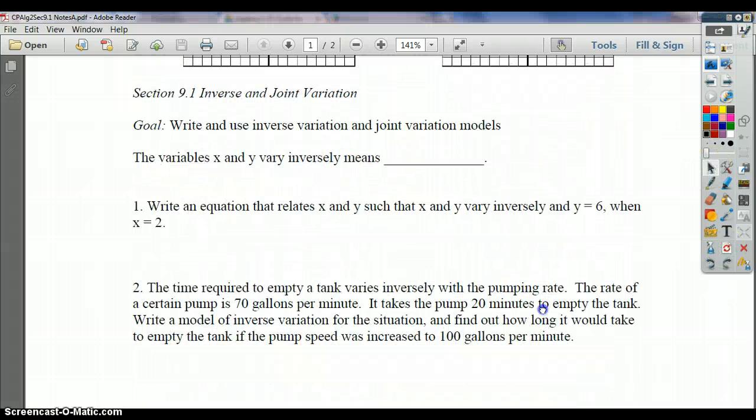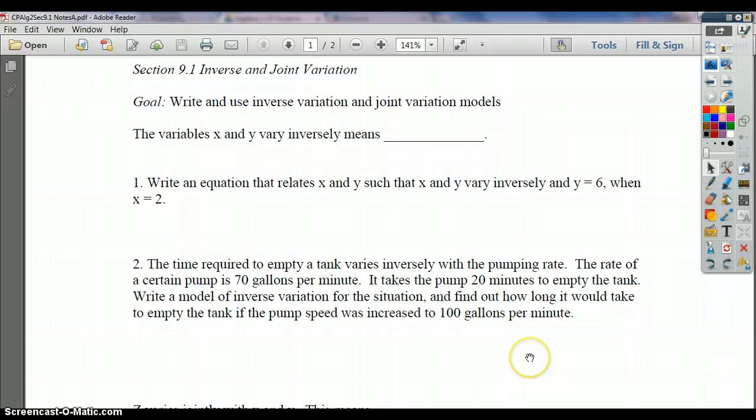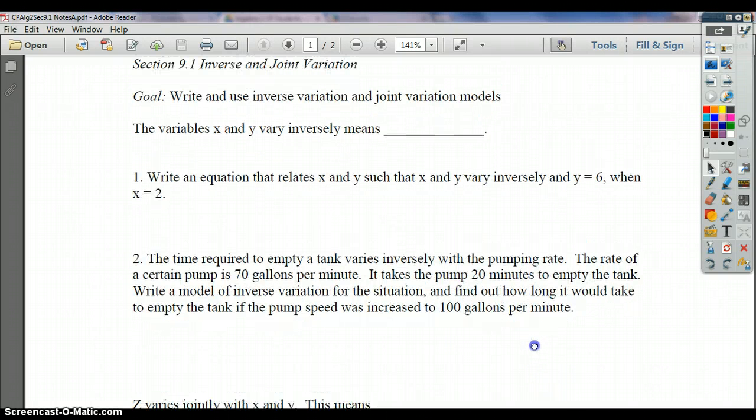Going down here, I'm going to write and use inverse variation, joint models. If you vary inversely, this basically means that y is going to equal k divided by x. That's what that means, okay? So every time you hear inversely, x is on bottom.